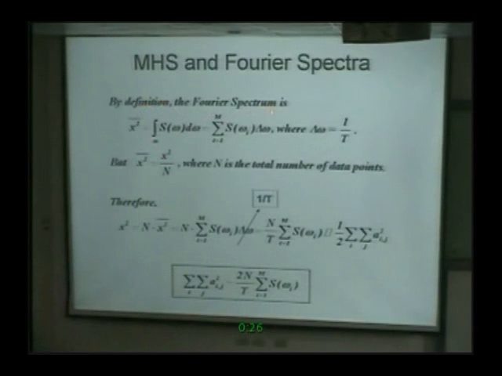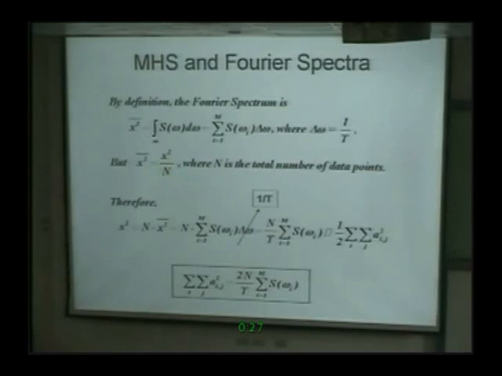The definition of the Fourier spectrum is x bar equal to the sum of S(omega) d omega, where del omega is 1/T. That's the Fourier spectrum definition. Now, x bar, however, equals x squared bar, which is x squared divided by the total number of points. If you keep adding, the average is divided by the total amount of points that you put in. So there is a factor N, the total number of data points. It depends upon how many data points, and that determines this N.